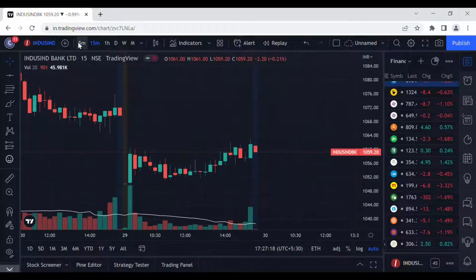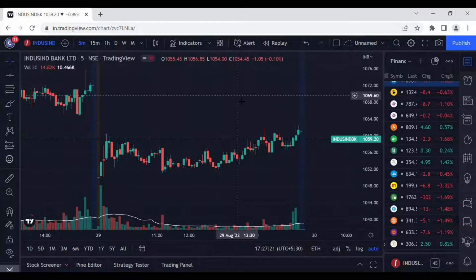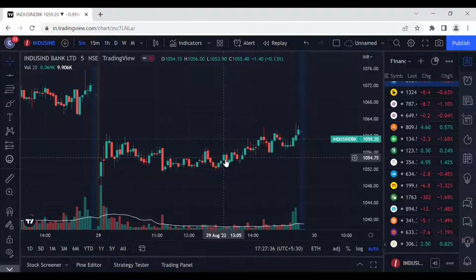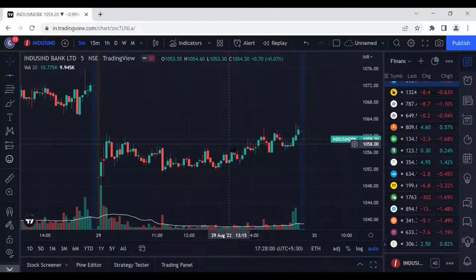My entry was at 1:06. I have taken my entry at 1:06. In this candle my trade got executed, and my entry price was at 1055. The stop loss I have placed as 1058, at the high of this swing. I have placed my stop loss at 1058.